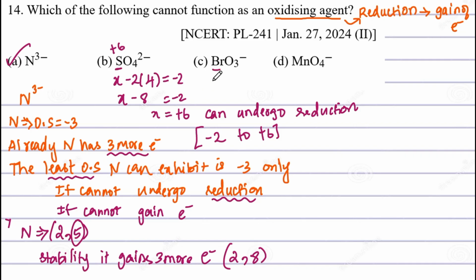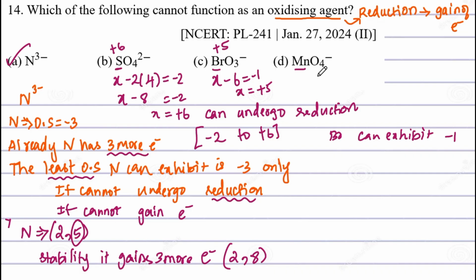Then going to the next option, X minus 2 into 3 is minus 6 equal to minus 1. So X is equal to plus 5. So here bromine is present in the positive oxidation state. Whenever an element is present in the positive oxidation state, it means it is having less electrons. As the electron is less, the oxidation state is positive. So it means it can gain electron, so it will undergo reduction. For bromine also positive oxidation state is there. Bromine can exhibit a lower oxidation state up to minus 1. So bromine also can undergo reduction.